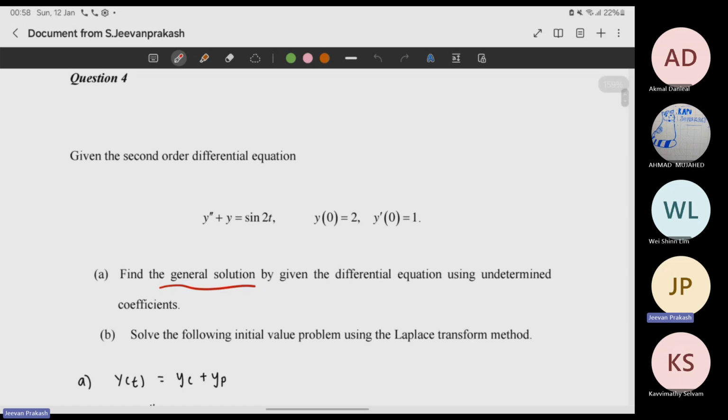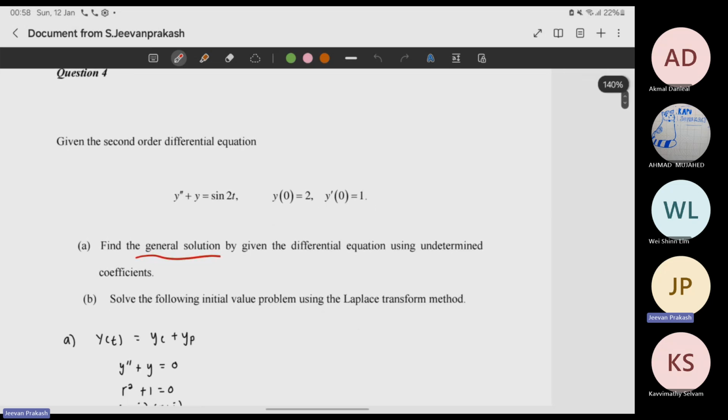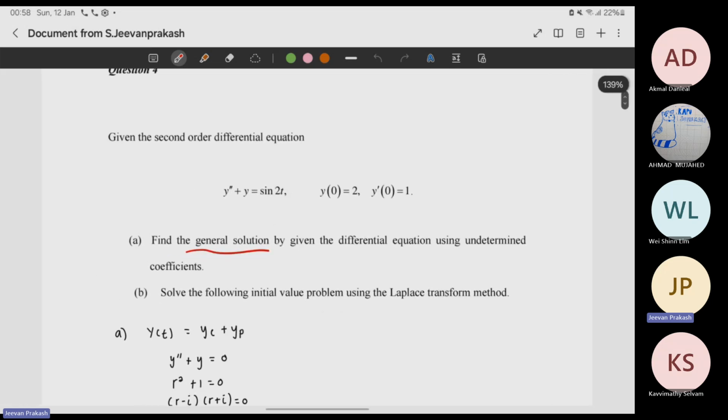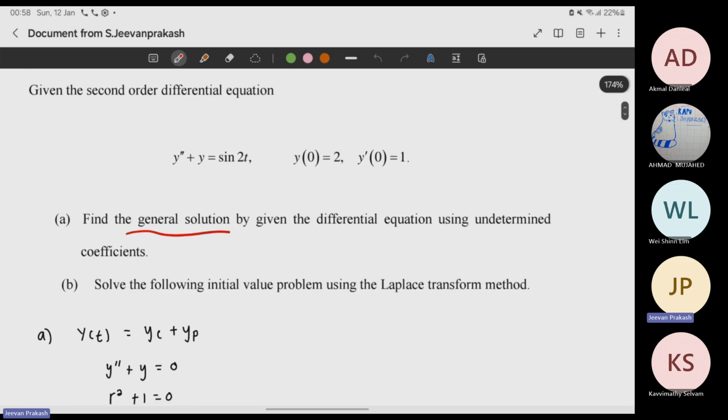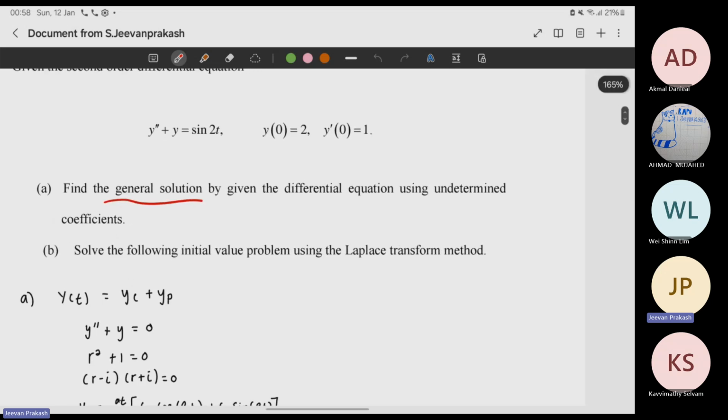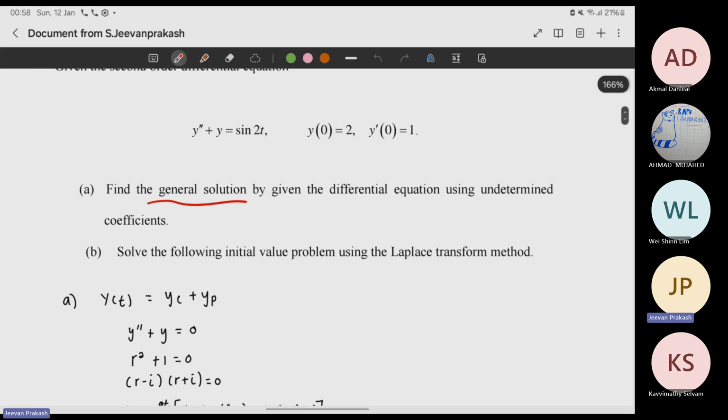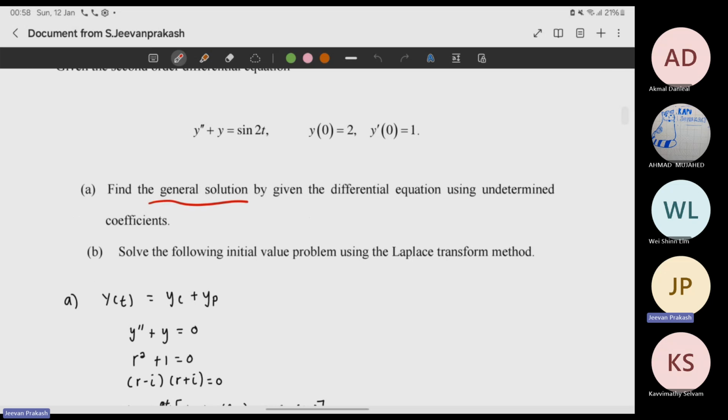Okay, question 4 is regarding second order differential equation. So given here the equation y double prime plus y is equal to sine 2t, whereby y(0) equals 0 and y prime (0) is equal to 1. So first they ask to find the general solution of the given differential equation using undetermined coefficients.